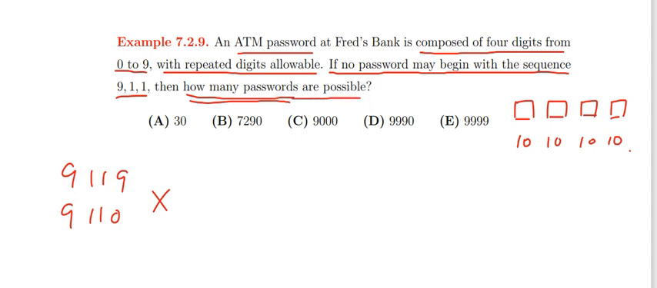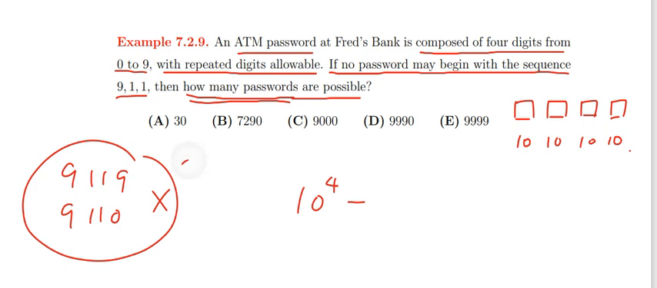So all possible ways is 10 to the fourth, minus those. How many of those are there? The sequence 911 is fixed, and only the last digit can change. So we have 10 ways. So this is just 10 to the fourth minus 10.